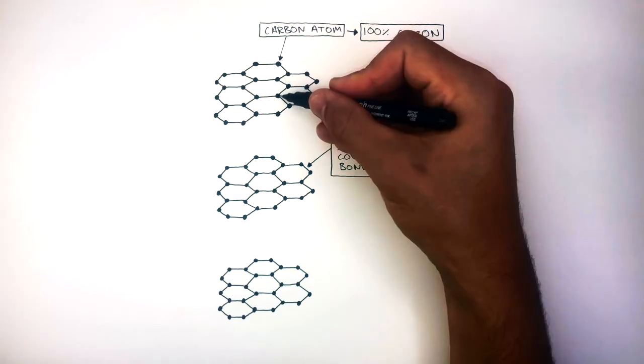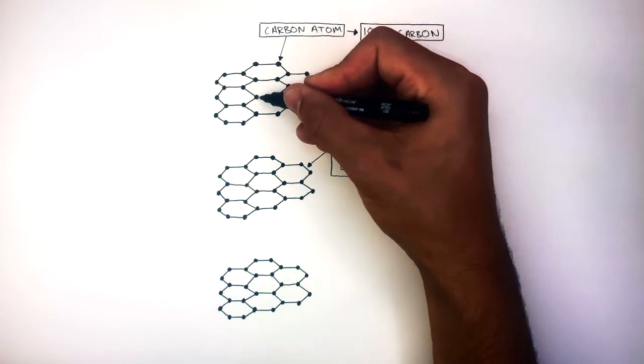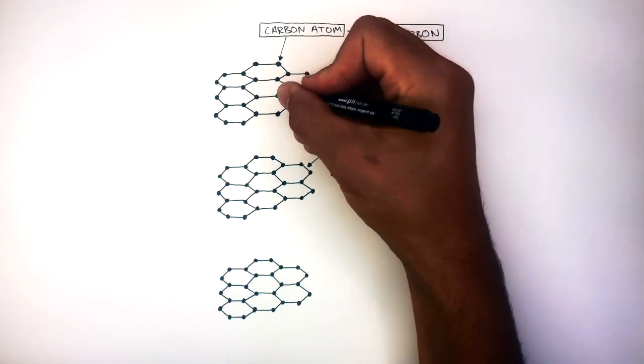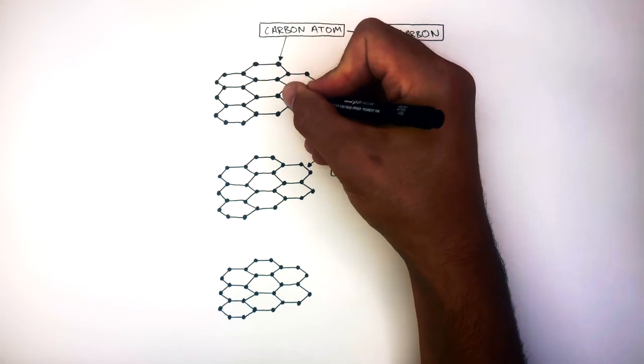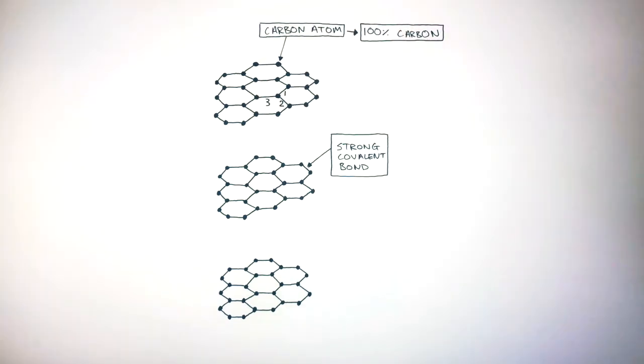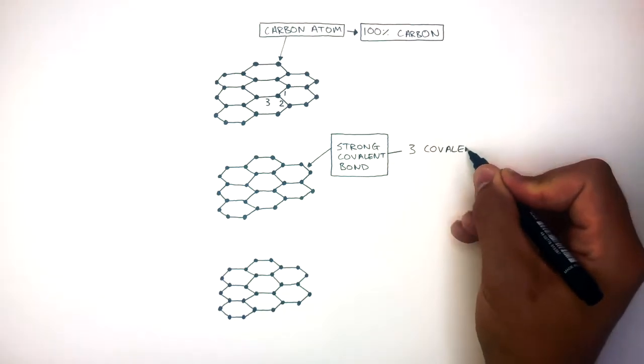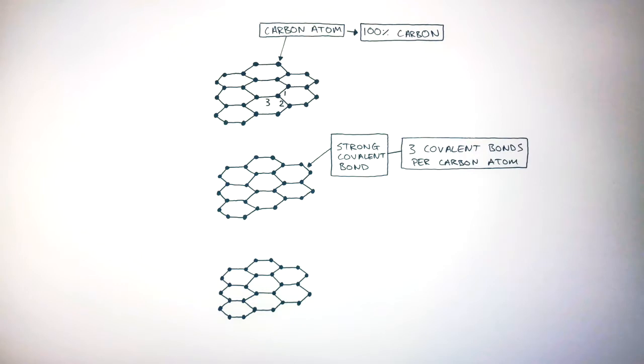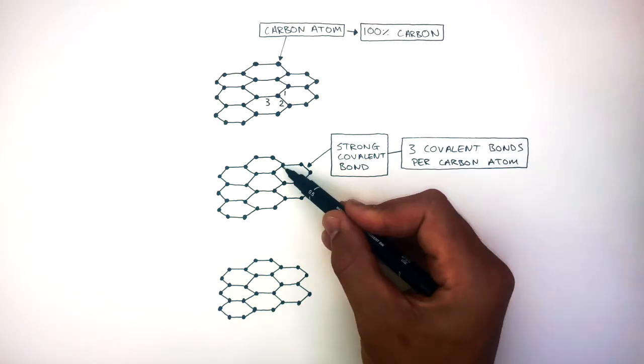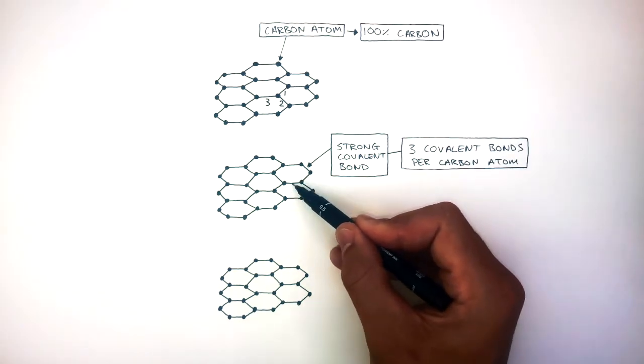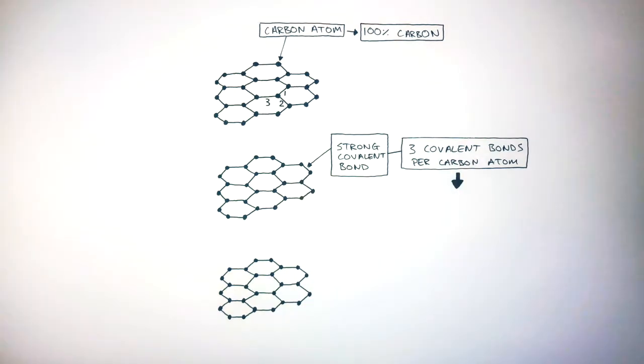If we focus on this carbon atom right here, we can see how there are 3 carbon atoms bonded to this central carbon atom. Therefore, there are 3 covalent bonds, 1, 2, 3, coming out of each carbon atom. So in graphite, there are 3 covalent bonds per carbon atom. This causes the carbon atoms to be arranged in hexagons, as shown in the diagram here. So in graphite, the carbon atoms have 3 covalent bonds per carbon atom, and they're arranged in hexagons.